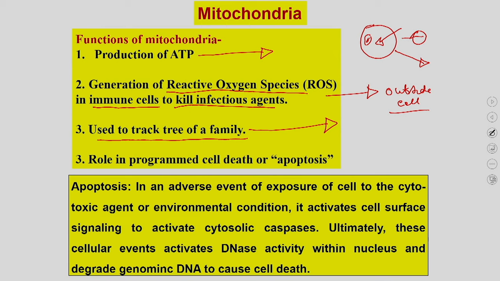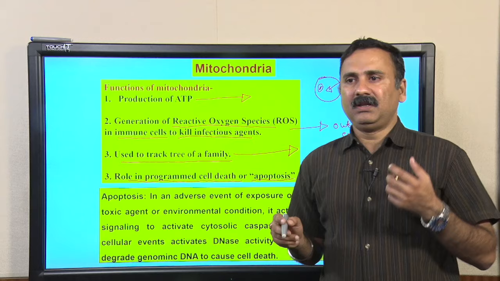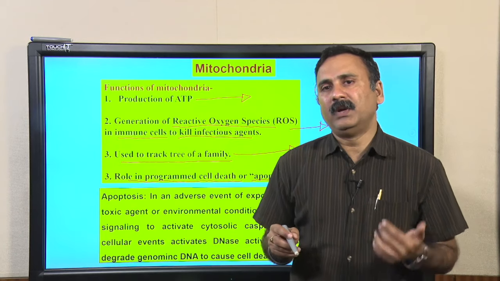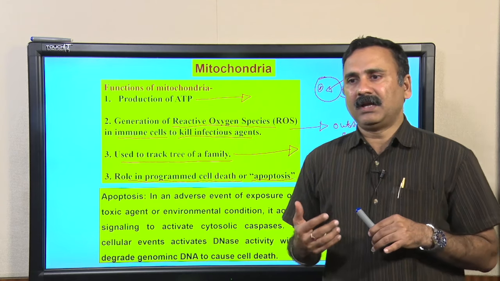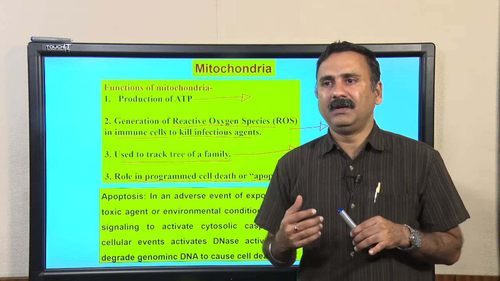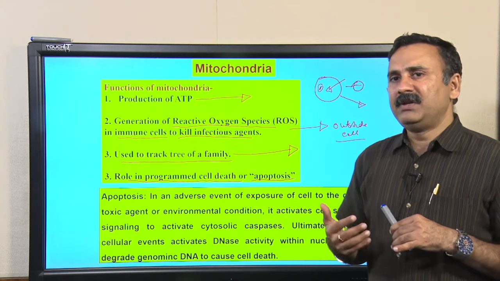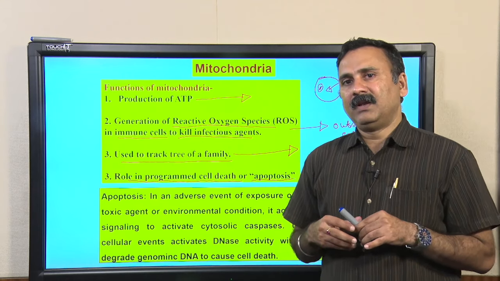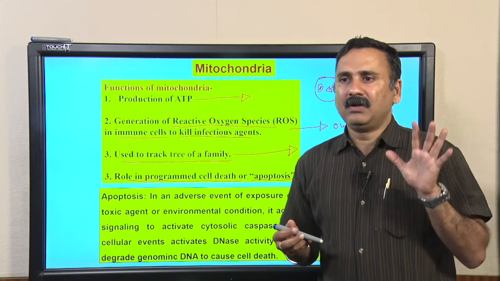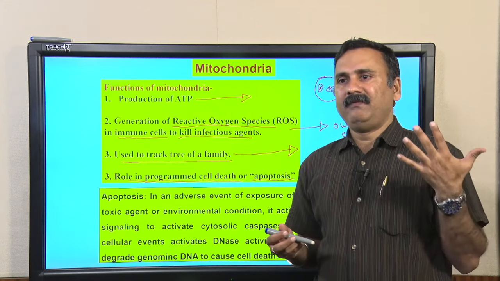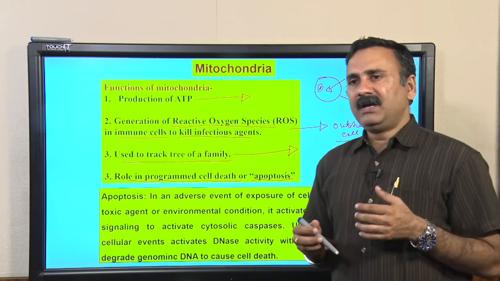The mitochondria also has a role in programmed cell death, or apoptosis. Apoptosis is programmed cell death. It has different cascades in which the cell undergoes death, and this is a controlled process, so it does not create any kind of damage to the organism. One of the classical examples is the development of a hand, the pentadactyly feature in a human being.